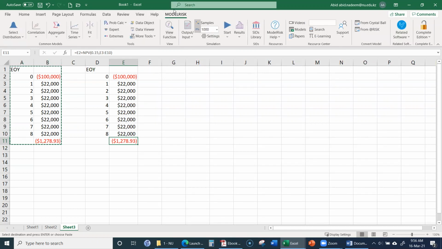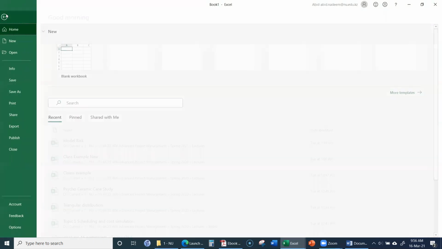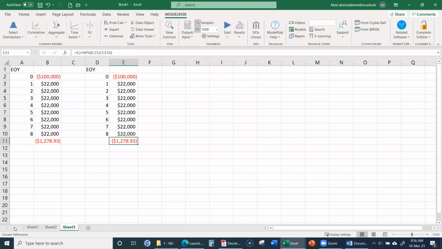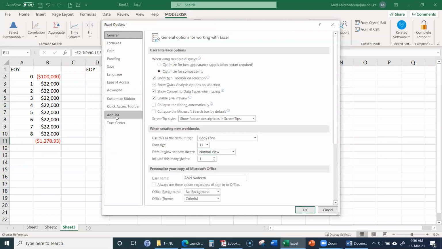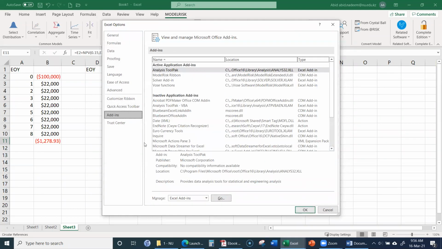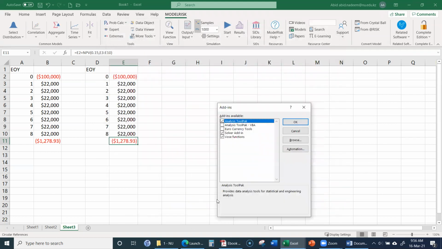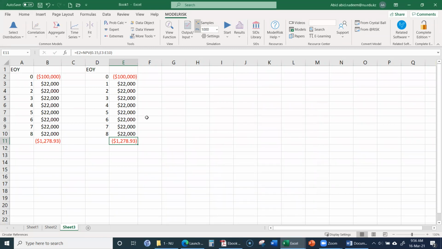If you don't see it over here and you have installed it, then you can go to the File menu, Options, and Add-ins. You will click Add-ins, and it will be in the list under Excel Add-ins, and then you can click Go. Over here, you will have Vose Functions. Vose is the company which makes this add-in, and then you can use it.